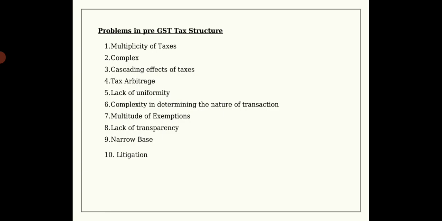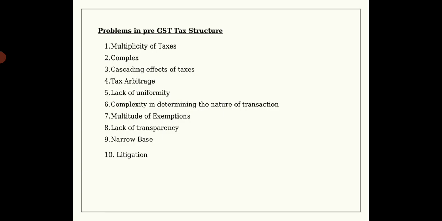So next, fifth one, lack of uniformity. The present structure of VAT across states lacks uniformity. There are differences with respect to the definition of goods, capital goods, classifications, exemptions and procedures. This leads to many problems for companies having business in multiple states. So this will lead to lack of uniformity.